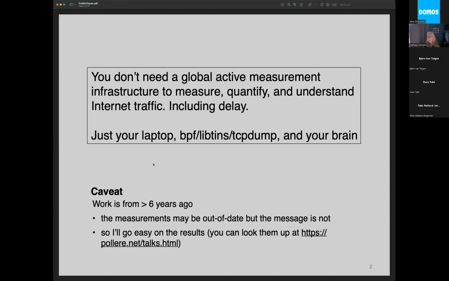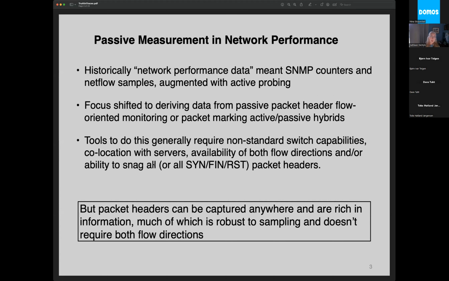They predate the wide distribution of BBR and some AQM in the infrastructure. But the message that I've got here, I believe, is not out of date. And I'm going to go easy on the results, because they're kind of out of date, but you can go look them up in some other talks I've given before if you want to see in great detail what I learned 6, 7 years ago.